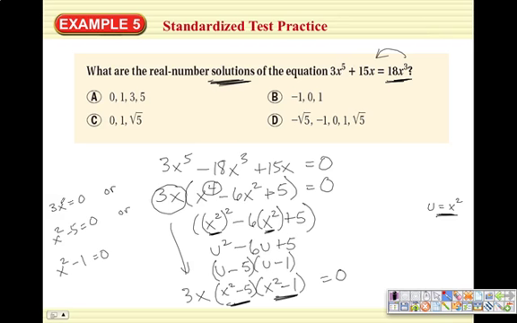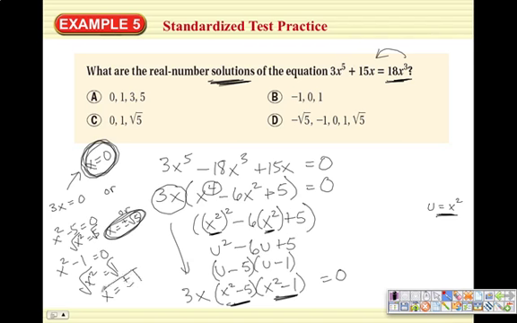Solve for the first one. Divide by 3, x equals 0. Circle that one. That's part of our answer. Next one, plus 5, so x squared equals 5, which in turn, if you square root both sides, you get x equals plus or minus root 5. There is another answer. And lastly, plus 1, x squared equals 1. So x equals, if you square root both sides, plus or minus the square root of 1, which is just 1. There is your answer there.